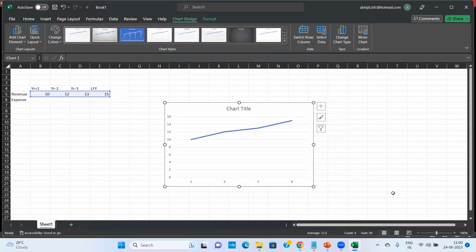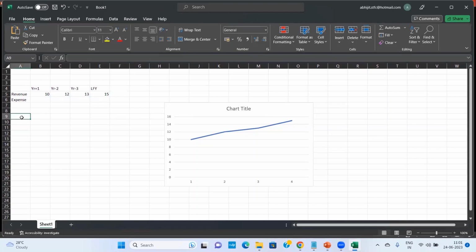You can see a trend. Also, you can see there is a certain rate of increase from year 1 to year 2. And then in year 3, there was a slight decline. Though the growth was there, the rate of growth slightly declined. And then again, there was an increase in the rate of growth. So this is the overall revenue analysis you are doing.